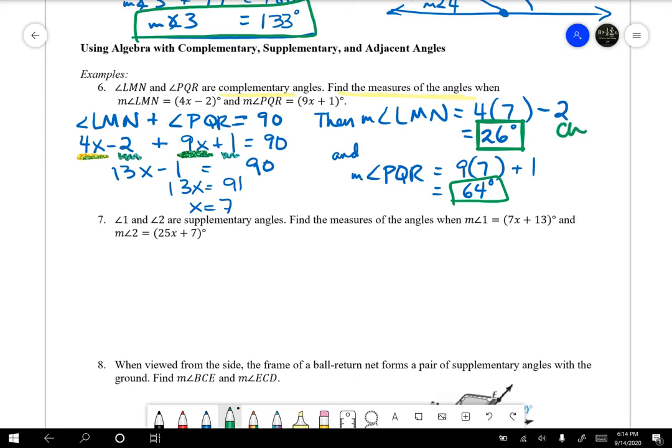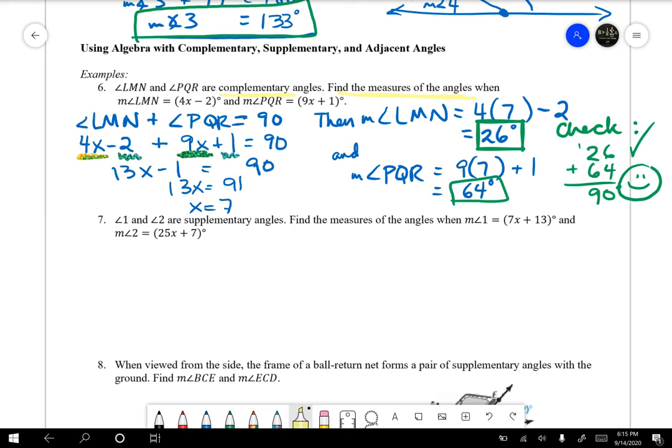Now, because I am a conscientious person, I'm going to come over here and I'm going to check my work. In other words, they need to add up to give me 90. So I'm just going to check that 26 plus 64 gives me 90. Yay. And then I can give myself a happy face because I know I'm right. I can go on to the next one.